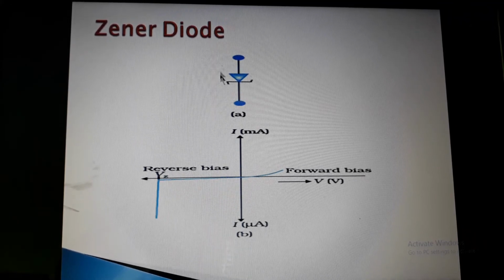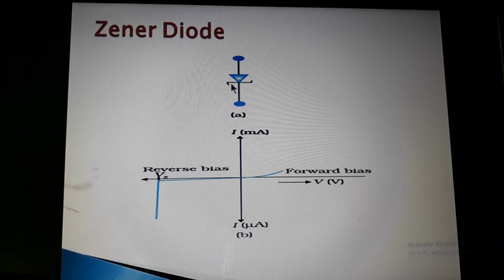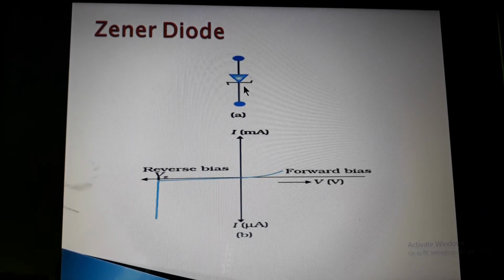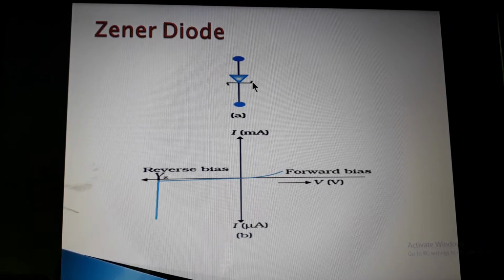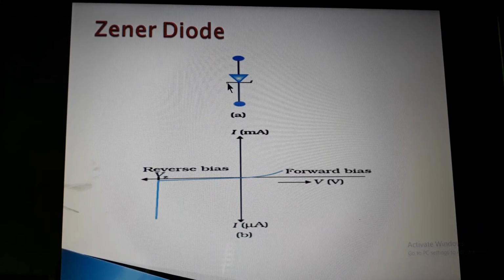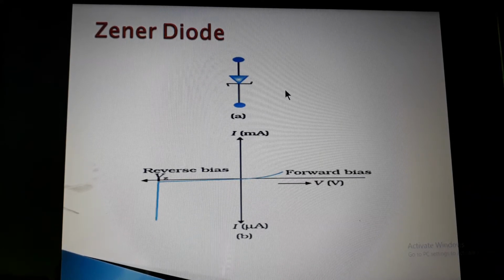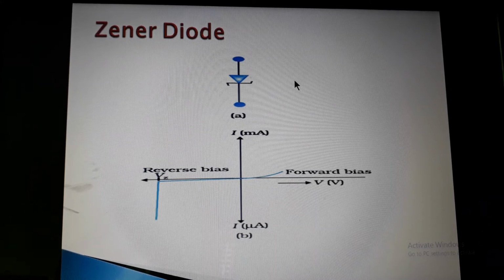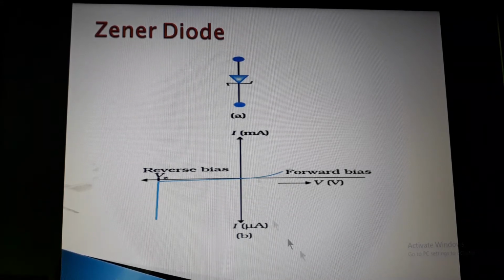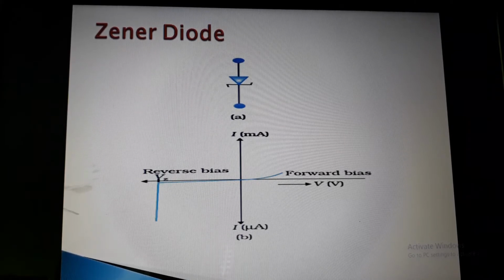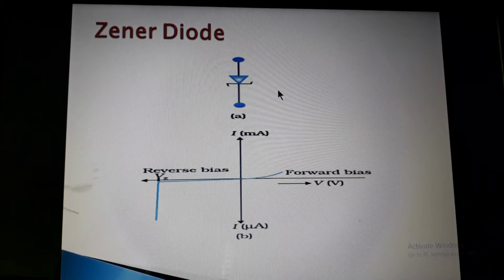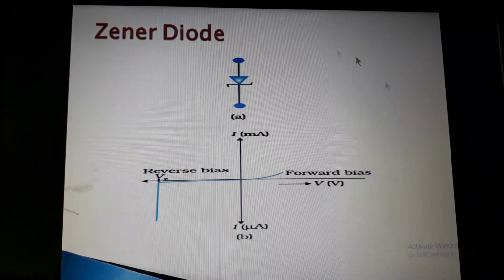So this is the symbol of the Zener diode. You know the symbol of the PN junction diode. In the PN junction diode that is a straight line, but here it is like a Z, so that is called the Zener diode. Now in the Zener diode, the P type and N type are heavily doped. Because they are heavily doped, the thickness of the depletion region is less.